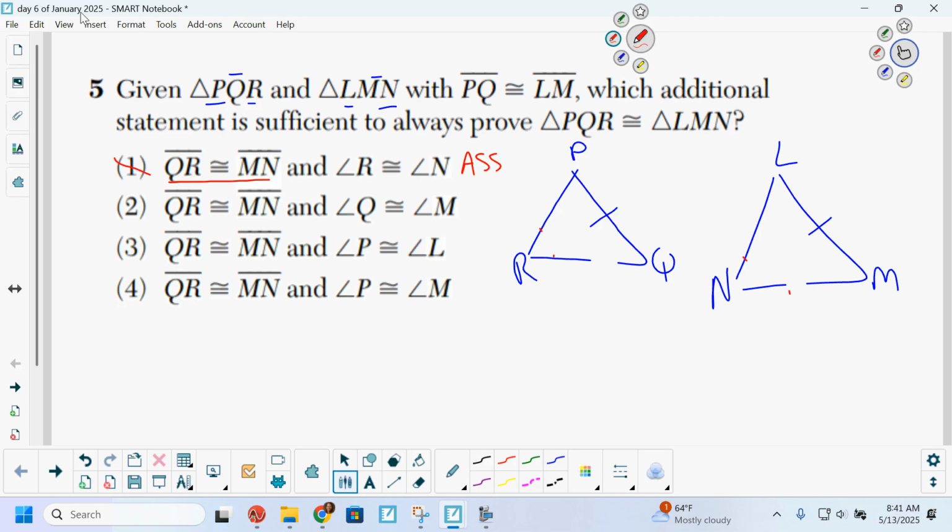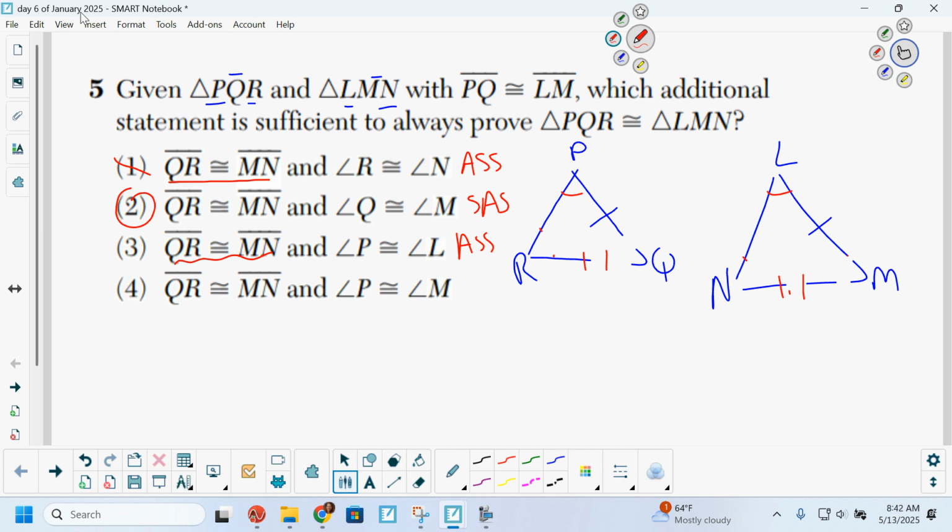Next we have QR is congruent to MN, and angle Q is congruent to angle M. So this gives me side, angle, side. This looks good. You should really check all of them. Notice the next one starts with QR is congruent to MN, but then it picks angle P is congruent to angle L. That's also angle side side, so that's wrong.